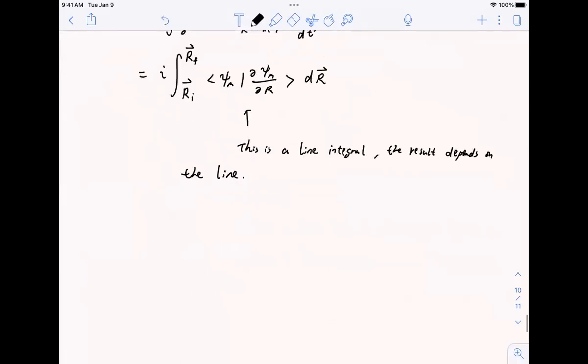For example, let's say you have two parameters, R1 and R2. If you have Ri initial, then you make a loop, and then you go back to Rf. Then the integral is on this loop. It's on this loop.